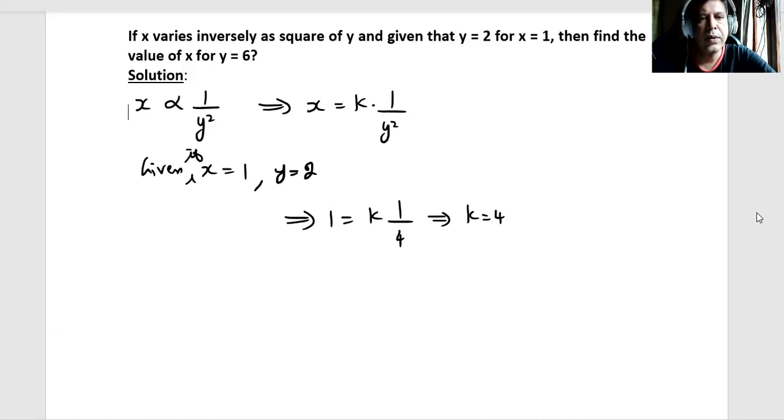Now we have to find out value of x for y equal to 6. So x will be 4 times 1 by y square. So y is given as 6. So 6 square, which means it is 4 by 36 or 1 by 9. That is the answer.